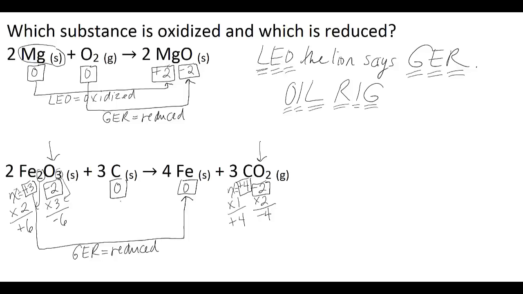And then for carbon, you go from 0 to +4. That's an indication that you've lost negative charge because you've become more positive. So what you can say about carbon is you've lost electrons, and that means that you're oxidized. And that's it.